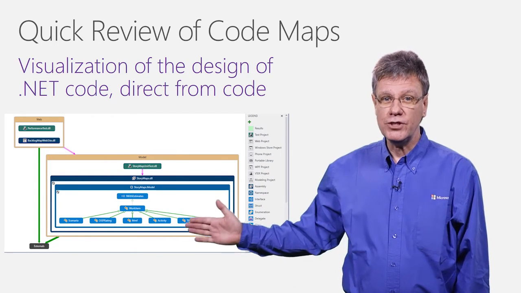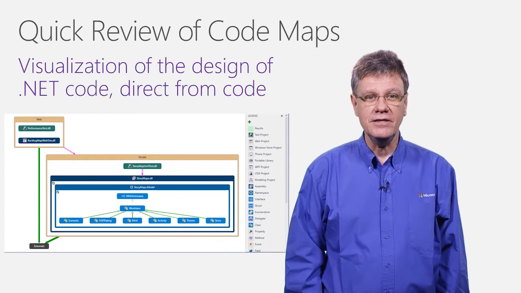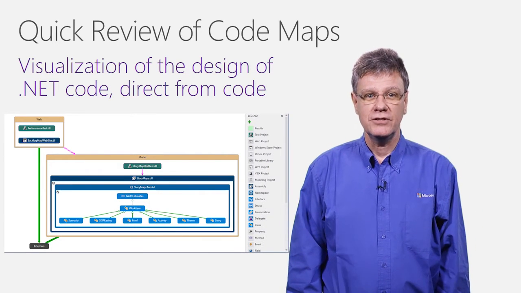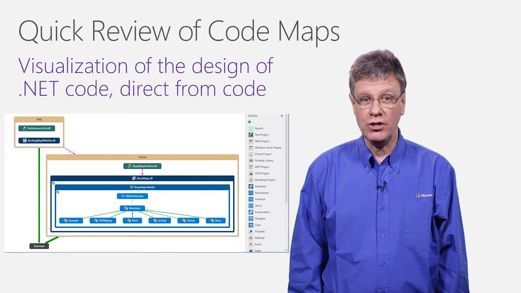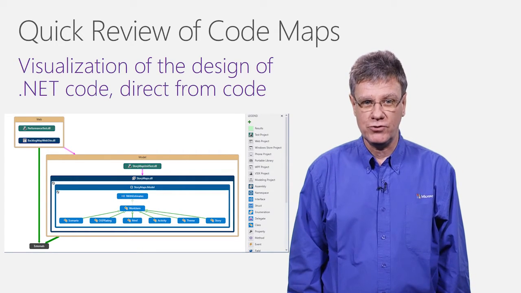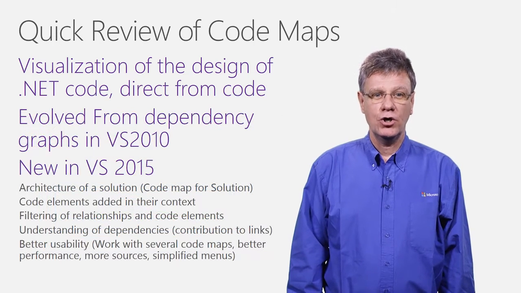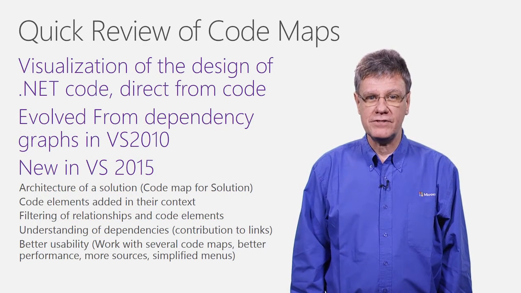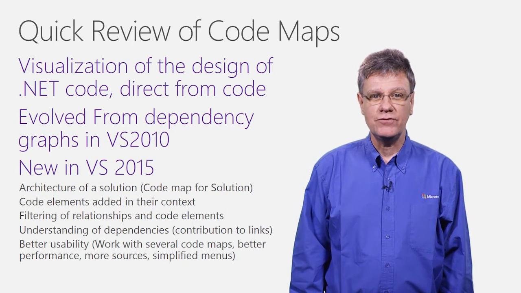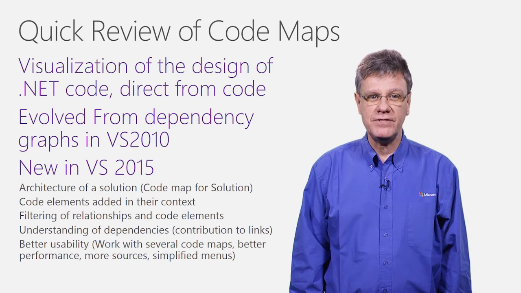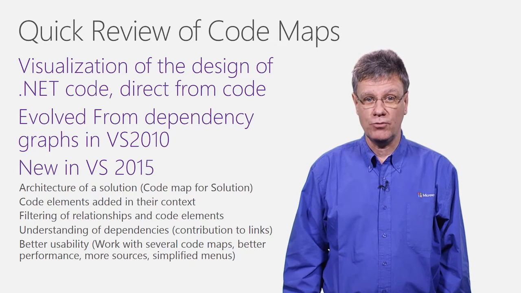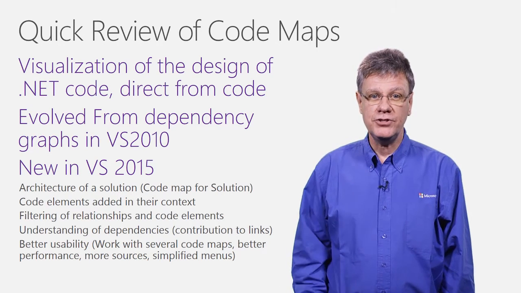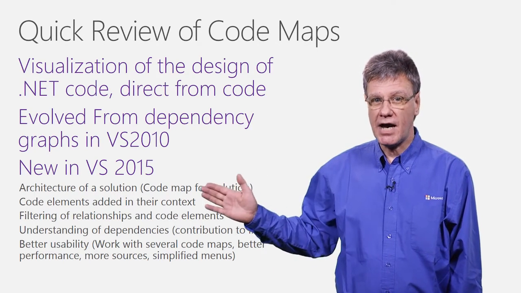The map I'm showing you contains an inheritance diagram that we'll build during our first demo. It's embedded into the structure of a solution, which is the object of the other two demos. Code map evolved from the dependency graphs in VS 2010, and we've made a big investment in VS 2015 to make them more usable, in particular on the three scenarios demoed here. The key improvements in VS 2015 are listed here.